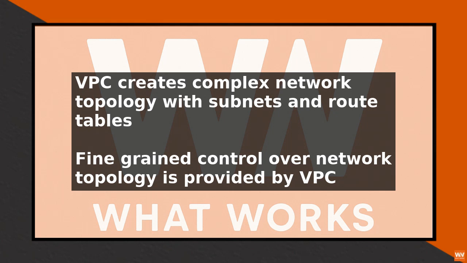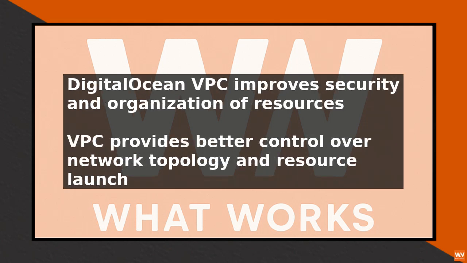For example, you can use a VPC to launch a web server and database into separate subnets, with the web server in a public subnet and the database in a private subnet. This provides an additional layer of security and control over your resources.